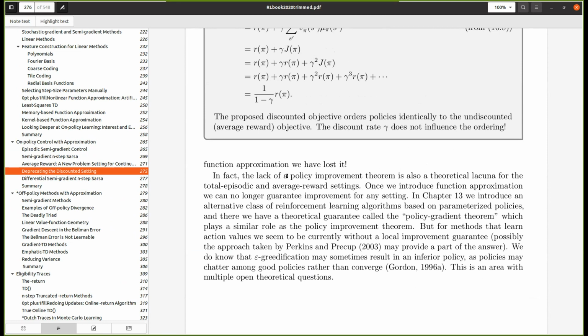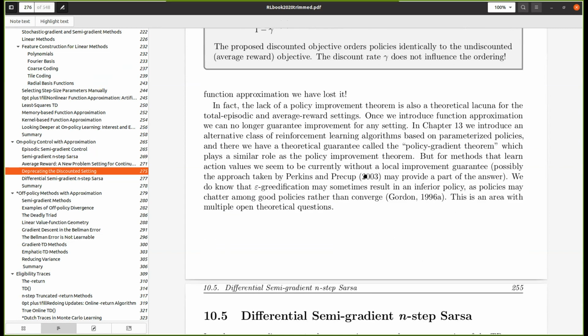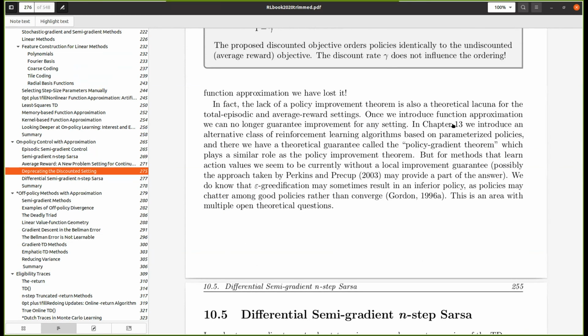Here, let me cite it, that the lack of a policy improvement theorem is also a theoretical lacuna for the total, episodic and average reward setting. So the policy improvement theorem doesn't work for all these kinds of settings under function approximation, and so we don't have this guaranteed improvement anymore. In chapter 13, we will be familiarized with an alternative class of reinforcement learning algorithms, the policy gradient algorithms. And there we will have the policy gradient theorem. But yeah, we will get to that.